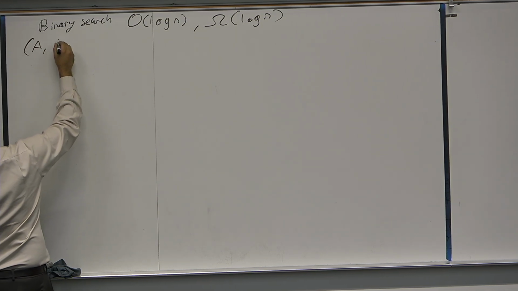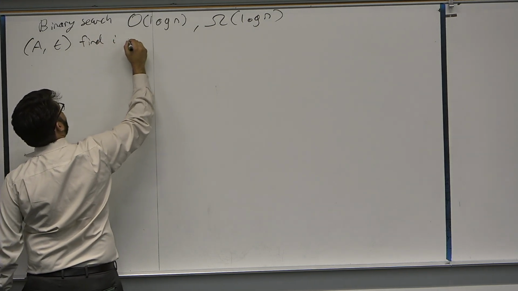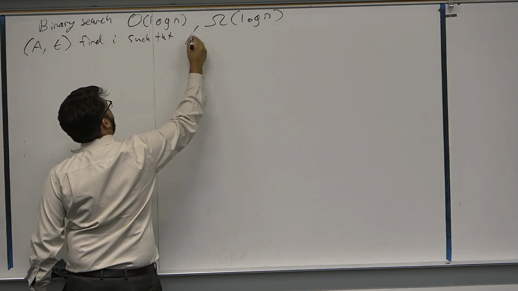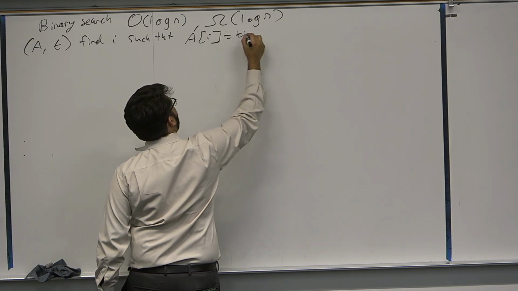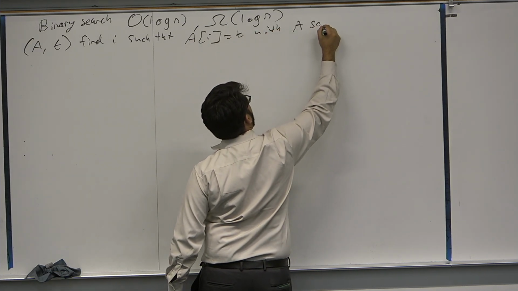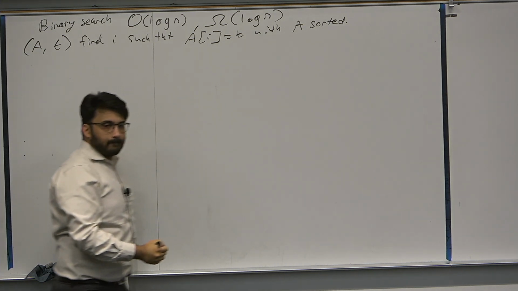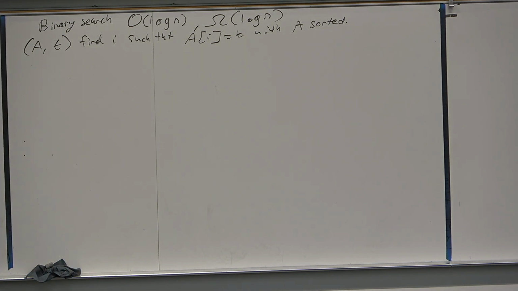Given an array A and a target T, find I such that A of I is equal to T, with A sorted. So that's the problem of searching. So we look at the problem and we say, oh, binary search solves that problem in log n time. Now consider all possible other algorithms, anything creative that could solve that problem asymptotically faster. I claim none of them can solve it faster than binary search, and up to constants, binary search is in fact the fastest algorithm, right?